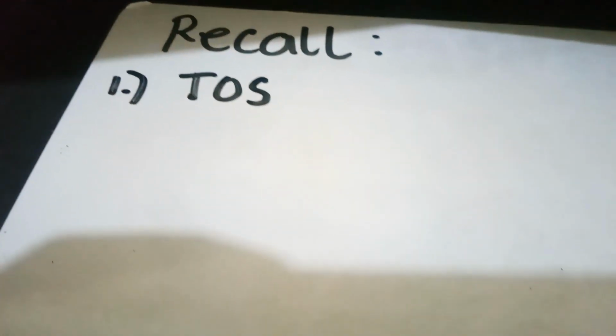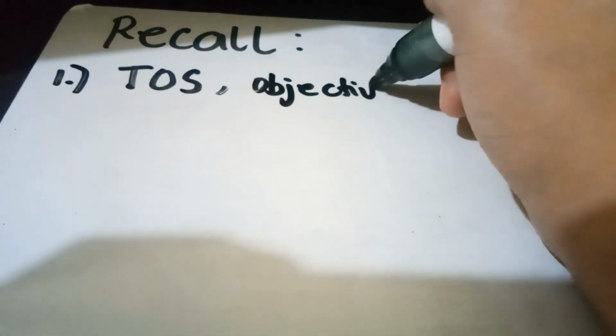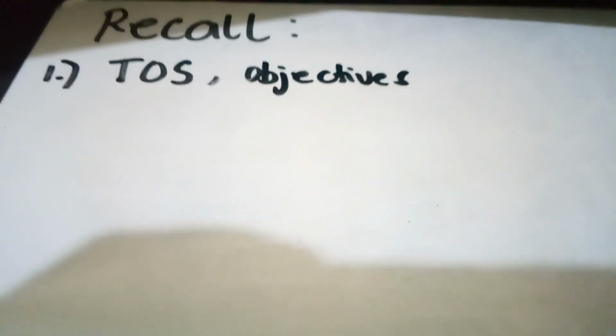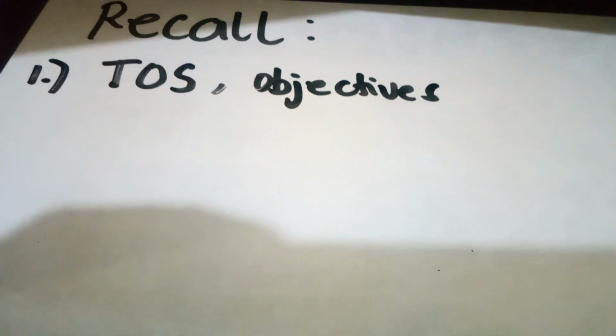This is our first topic under finals: your table of specification, or your TOS. What should be included in your TOS again? We have your objectives. So, saan nyo i-base ang ating objectives? We have Bloom's Taxonomy of Cognitive Domain.